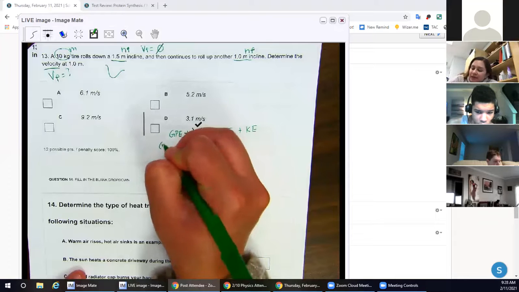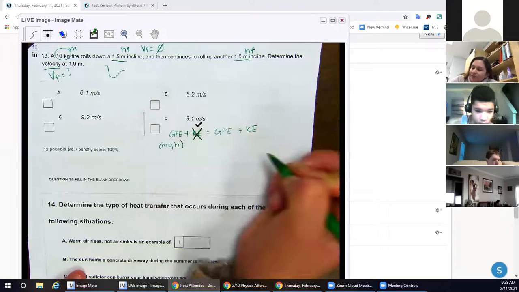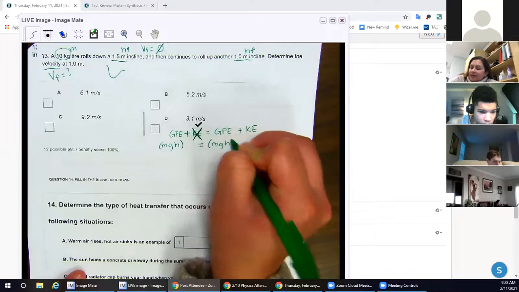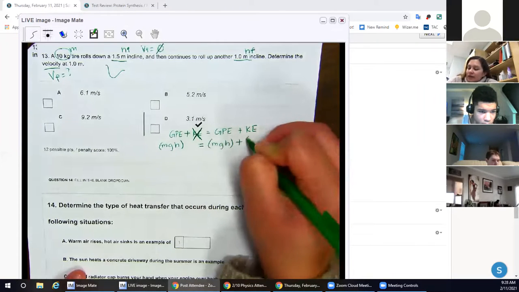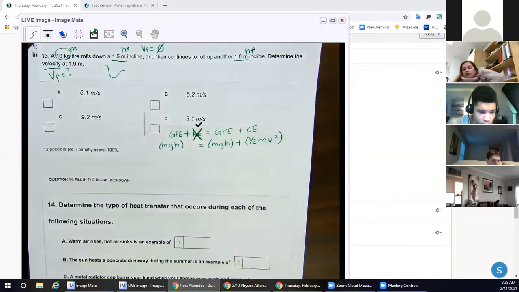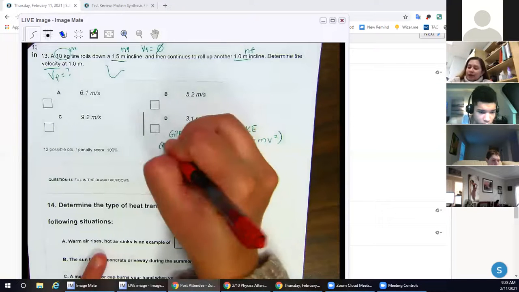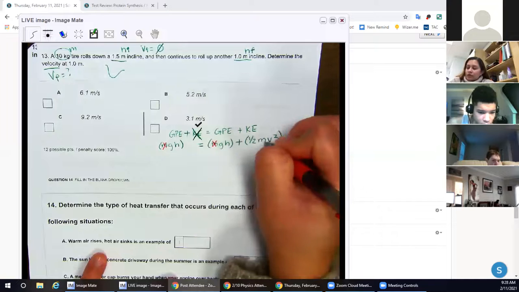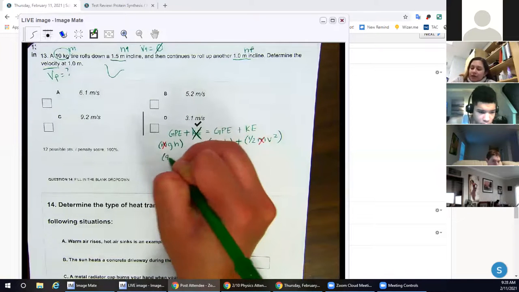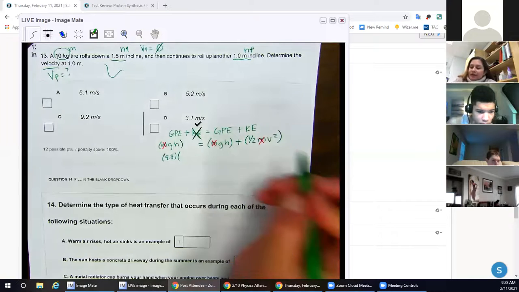GP is the same as mass times gravity times height. That's going to be equal to mass, gravity, height again, plus our kinetic energy, 1/2 mv squared. Again, since you're working with mass, you can cancel mass in every single problem. Remember, it only works with conservation of energy. So all you're left with is your gravity, 9.8, times your height.